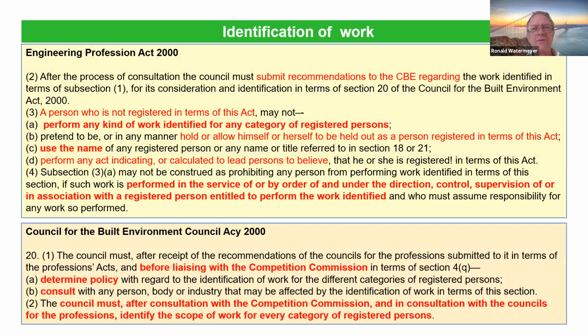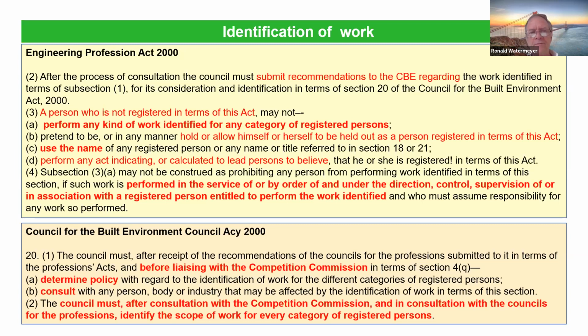Now, the Engineering Professions Act also states that after this process of consultation, Council must submit recommendations to the CBE regarding the identification of work. After that, a person who is not registered in terms of the Act may not perform any kind of work identified for any category of registered persons, or hold himself out to be a registered person, use the name, so it reserved the name, and perform any act indicating or calculated to lead a person to believe that he's registered. But it doesn't prevent anyone working under the direction of a registered person from performing a service. So that's essentially what the focus of work identification was.